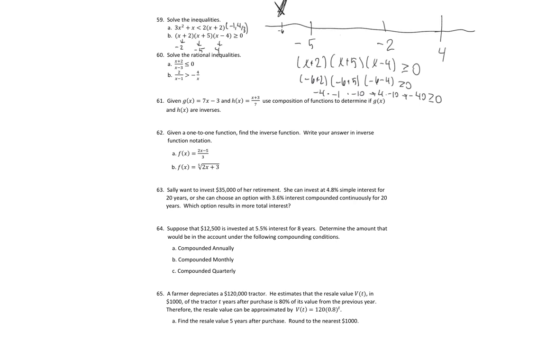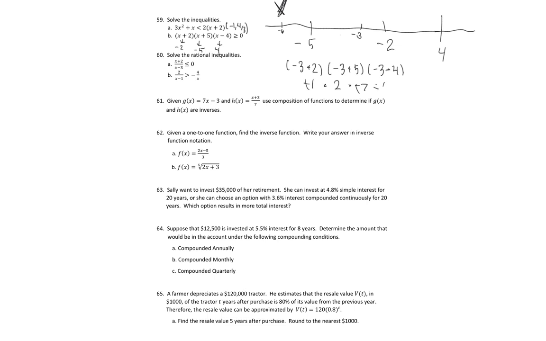What about a number between negative 5 and negative 2? Let's try, I don't know, negative 3. You can pick really any number in between. So, negative 3 plus 2, negative 3 plus 5, negative 3 minus 4. Negative 3 plus 2 is negative 1, times negative 3 plus 5, which is positive 2, and negative 3 minus 4 is negative 7. These two negatives cancel, so I have 1 times 2 times 7, which is 14, and that is greater than or equal to 0, so that's going to work. I'm going to include from negative 5 to negative 2.